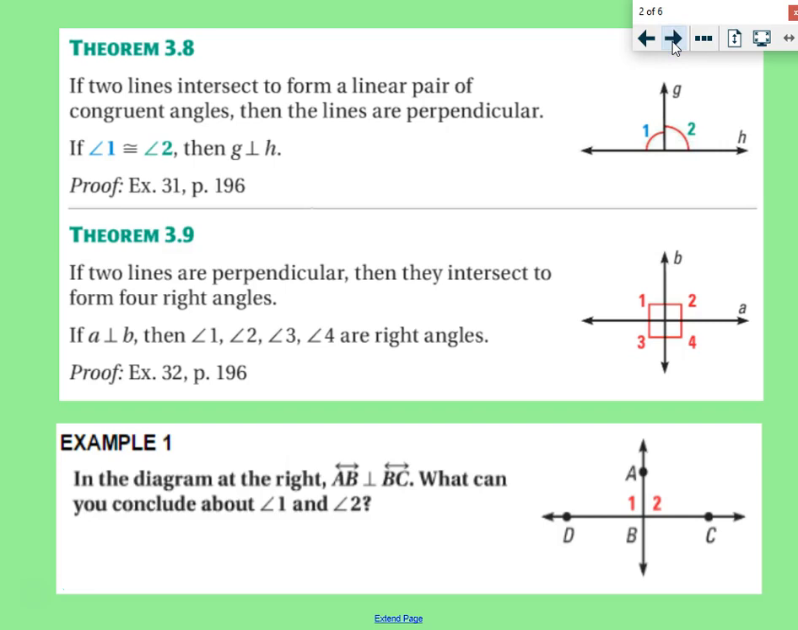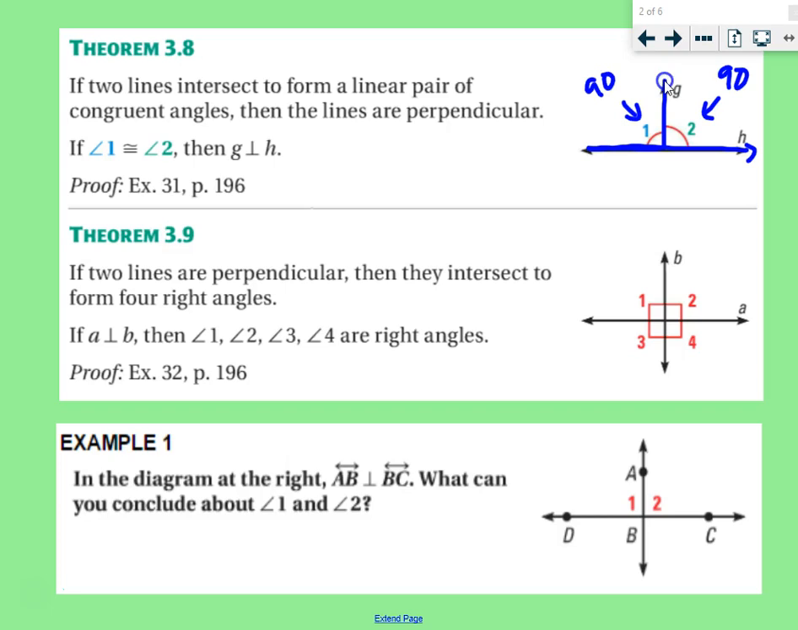Theorem 3.8. If two lines intersect to form a linear pair of congruent angles, then the lines are perpendicular. So if we have a linear pair, it means they need to sum to 180. If the two angles are congruent, the only options to sum to 180 would be 90 and 90, which means right angles, which means perpendicular.